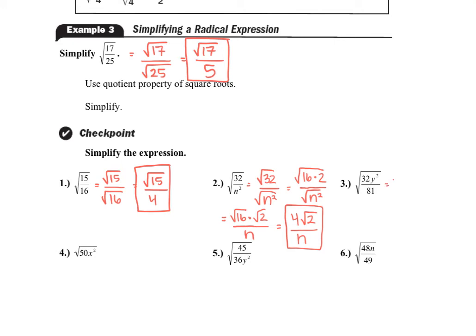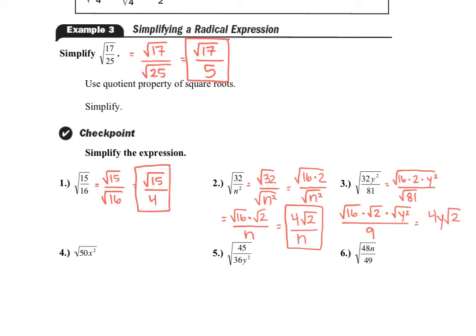So I've got 32 again, so I'm going to write this as 16 times 2, but this time I have times y squared over the square root of 81. All right, so that's the square root of 16 times the square root of 2 times the square root of y squared over, in this case, 9, because the square root of 81 is 9.